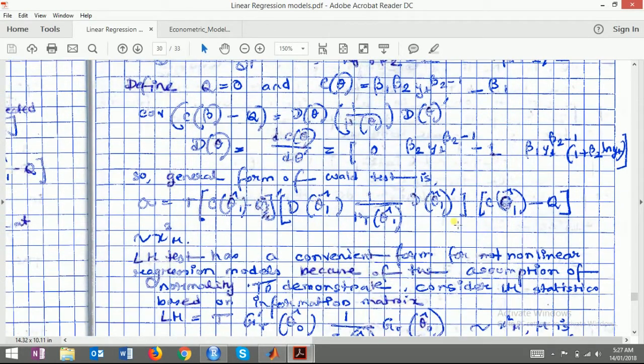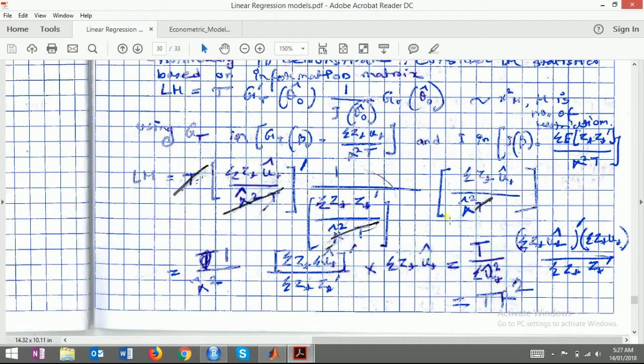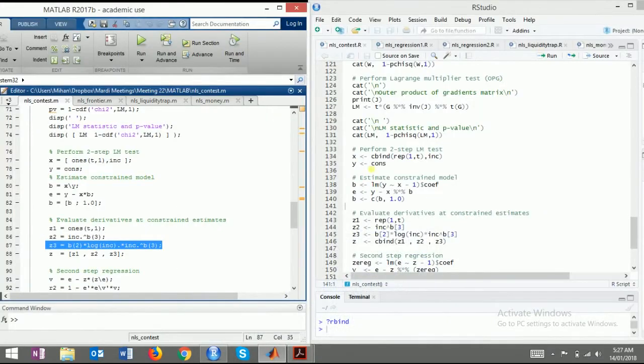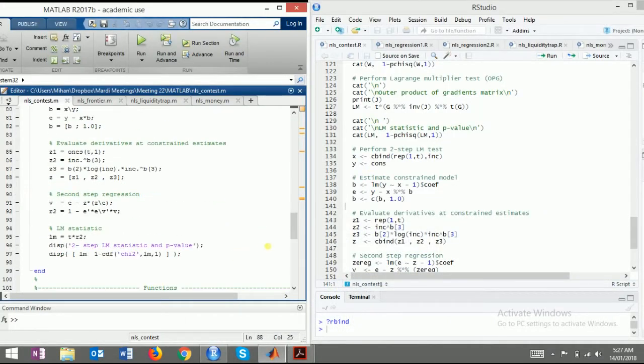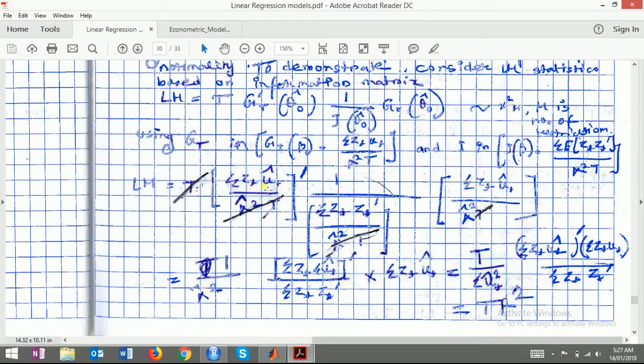Okay, this is the convenient form, not nonlinear regression. So this is the regular LM test, and I think this is the two-step LM test here, TR square. So first what we need here, we need ZT and ZT transpose, so that we can replace these with these. ZT transpose.